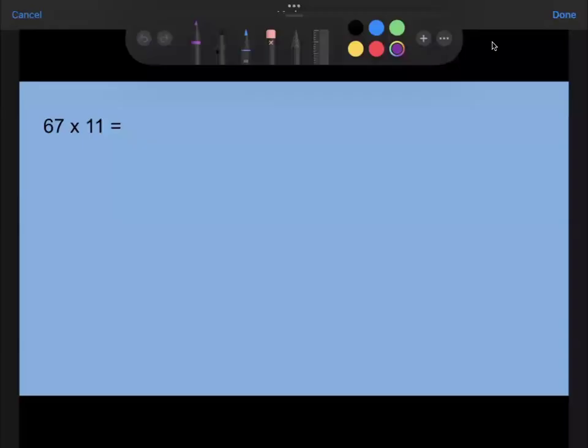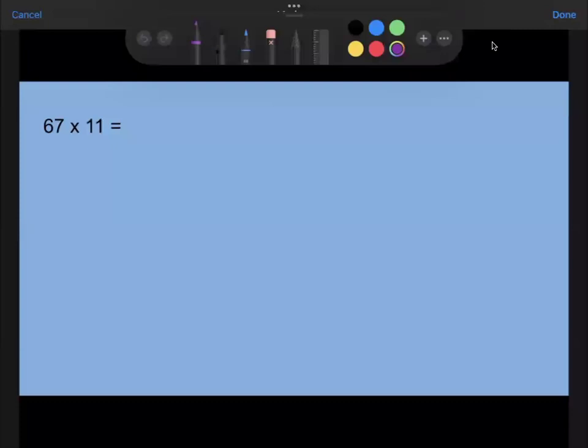Okay, here is the first one we're going to do together. We're going to take the number 67 and we're going to multiply it by 11. So we can do this two different ways. We can either use the standard algorithm, which I will show you, or we can use what we call a box or area model, which I can show you as well. Then you can decide which of the two methods you like the best.